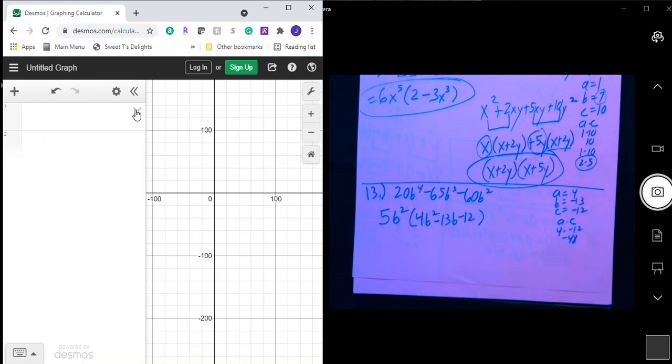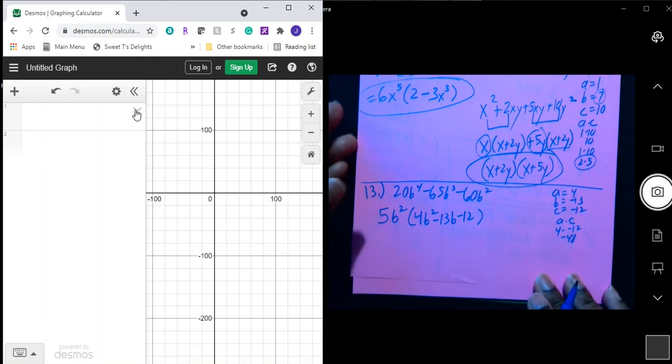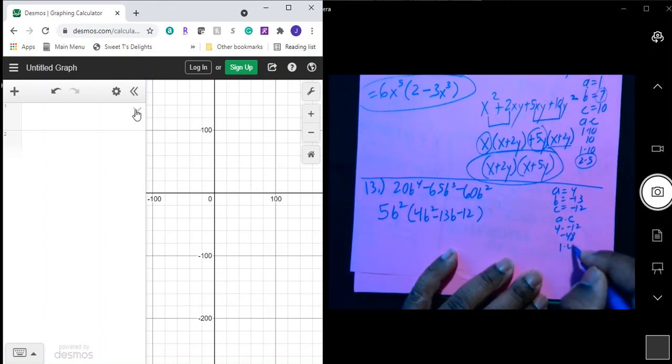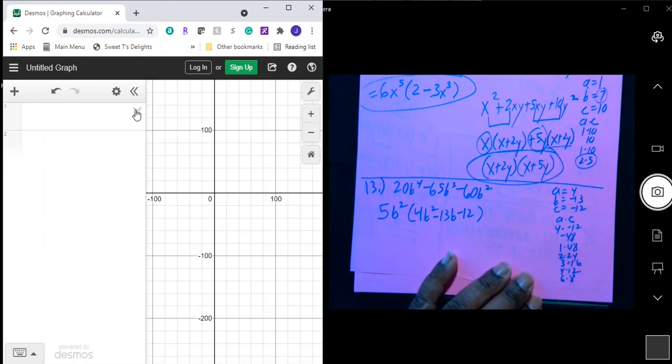Now we want to write out the factors of 48. Now listen, when we write out the factors of 48, we're not going to put the negative sign for right now. We're going to just do it as if it was positive 48. So we have 1 and 48, 2 and 24, 3 and 16, 4 and 12, and 6 and 8. Okay, these are all the factors of 48.